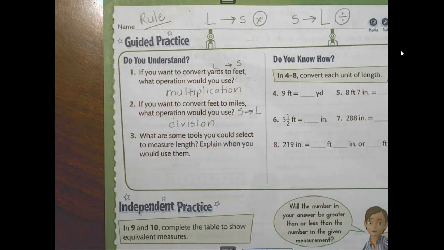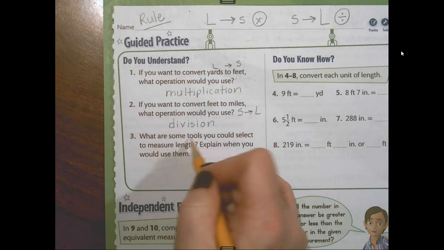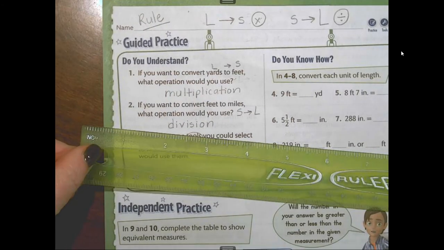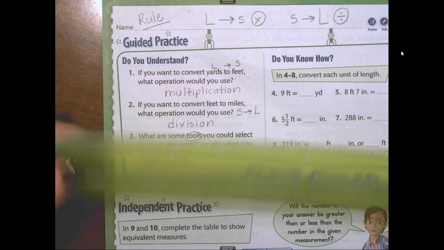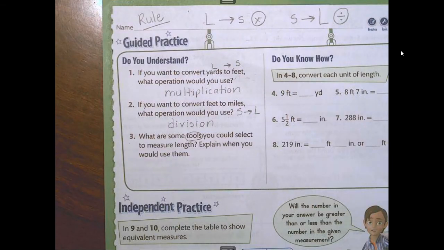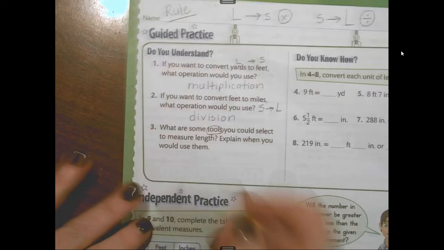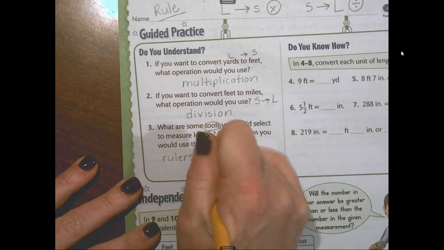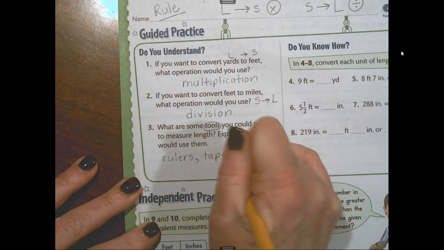All right. And then let's talk about some tools that you could use to measure length. So I know that one tool that I use all the time is a ruler. Okay. I might use a yardstick. We could use a tape measure. You've seen those before. All right, so there are different things. So we could use rulers. We could use tape measures.